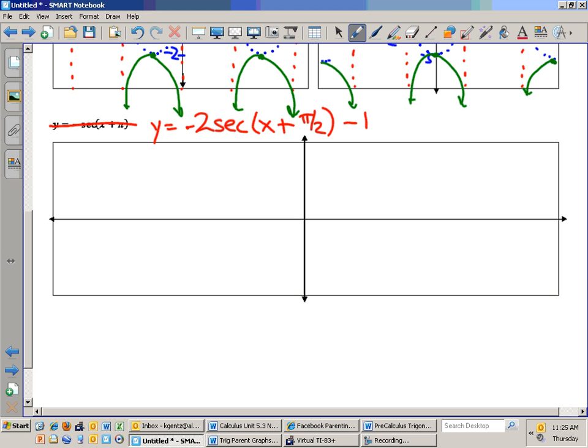cosine. If we want to graph this, again, our very first step is to start by graphing y equals negative 2 cosine of x plus pi over 2, minus 1. So that's what we're going to start by graphing. And when I graph that, what is the first thing I try to identify when I graph sine and cosine? Vertical shift. And the vertical shift is negative 1. So I'm going to go down 1 unit.